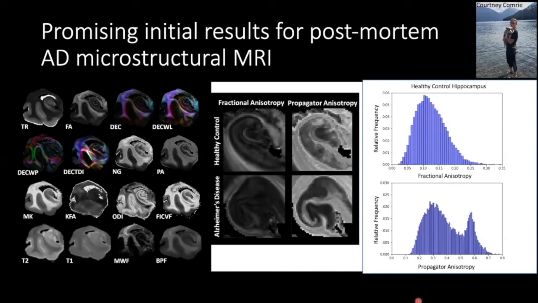And so long story short, what Courtney Comrie in my lab has been able to do is to image these using a series of different microstructural MRI techniques, and show, here's again that propagator anisotropy example that's different, where you see this bimodal distribution in the same voxels where you see a unimodal distribution of fractional anisotropy, and these are just hippocampal voxels.